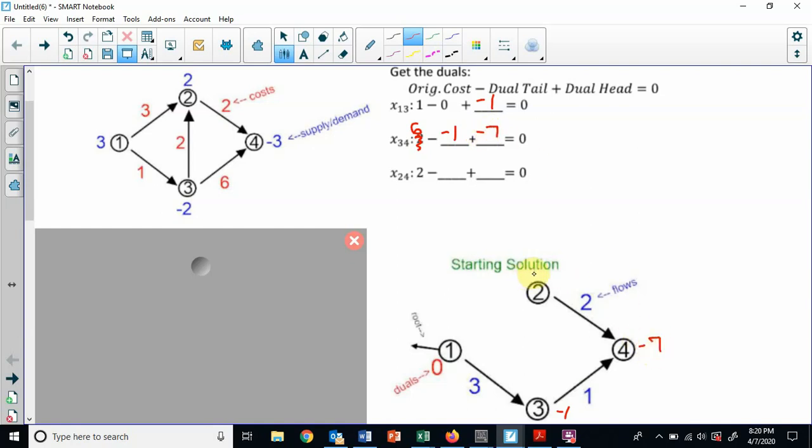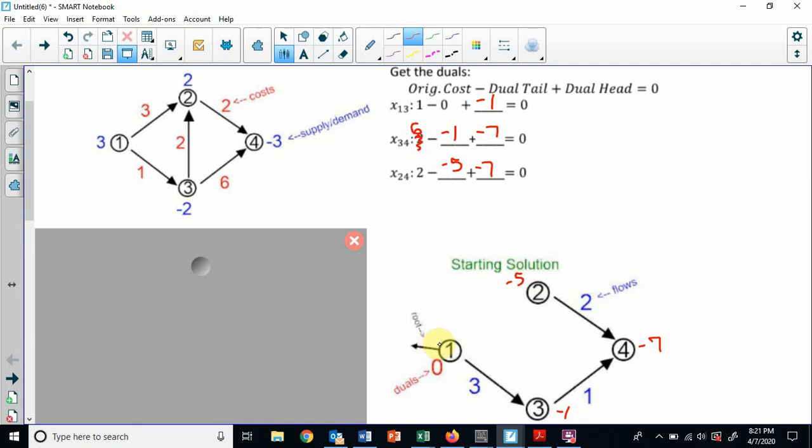Okay, now we got to find the dual on 2. So what's the cost of 2, 4? It is 2. Cost of 2, 4 is 2. Minus the tail. I don't know the tail. Plus the head. I do know the head this time. That's negative 7. So what am I going to need right here? I'm going to need a negative 5. So this dual is negative 5. Okay? So are there any questions on finding the duals?